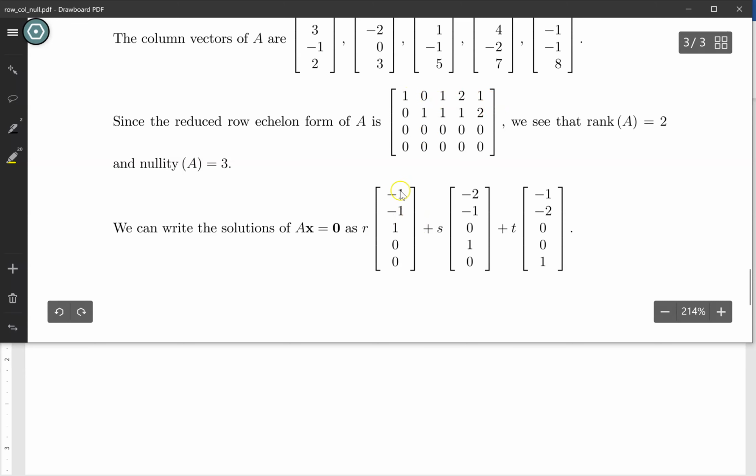When I solve for X1, I get negative R minus 2S minus T. And when I solve for X2, I get negative R minus S minus 2T. So this would be the set of solutions to this system. So this would be the null space of A. And in fact, since these 3 vectors are linearly independent, they would actually form a basis for the null space of A.